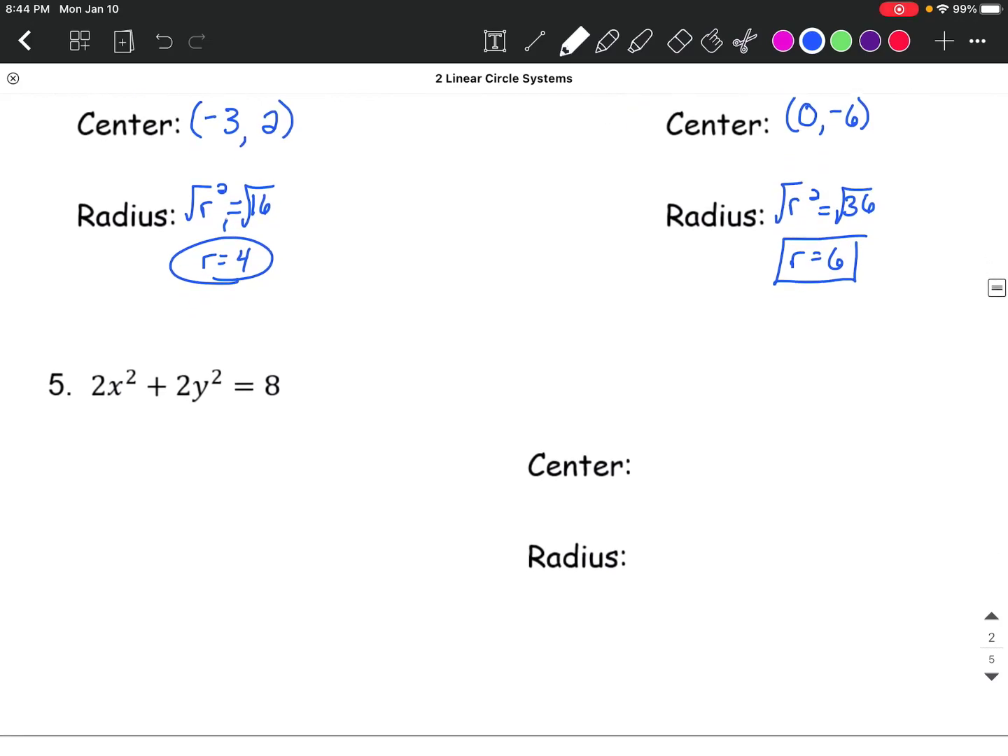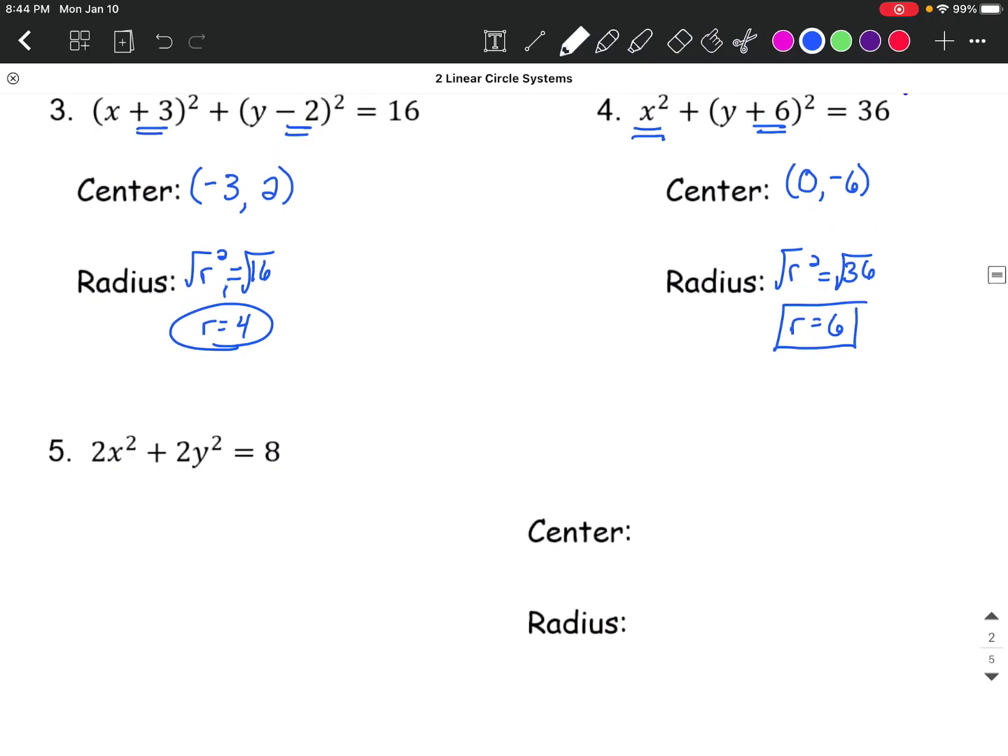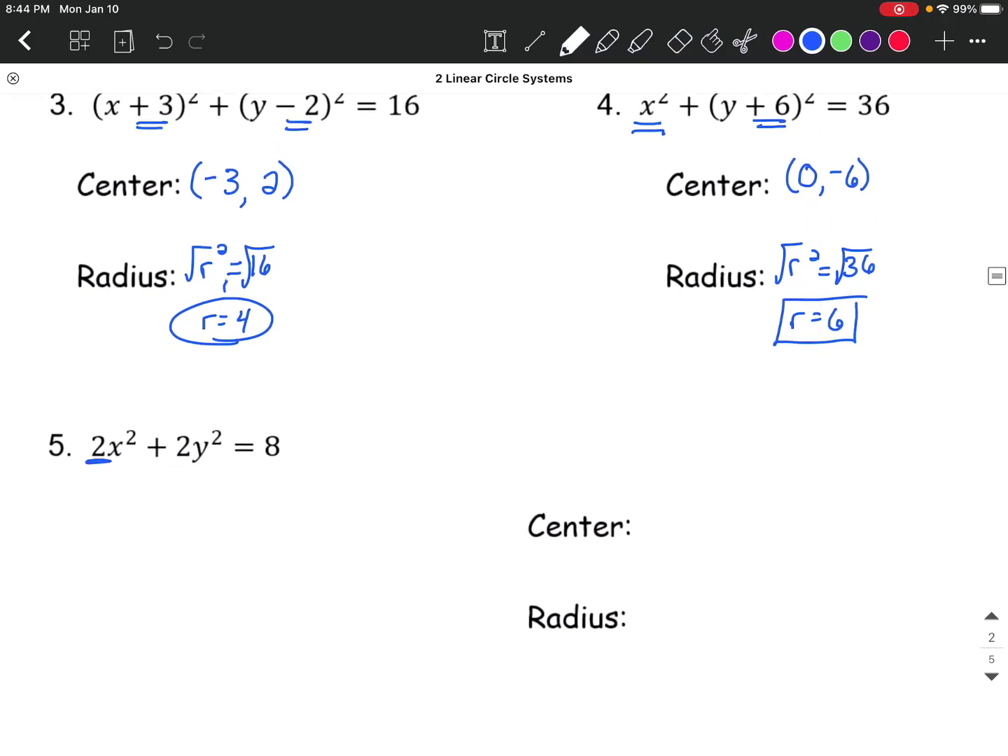Now, the last one here is different because there are numbers in front of the x squared and the y squared. We're not supposed to have those if you look at the equation. But notice, what's nice is they're the same number. They're both 2. So we're going to divide everything by 2. These 2's cancel out and I get x squared. These 2's cancel out and I get y squared. And then 8 divided by 2 is 4. Now I can see that my center is 0, 0. My r squared is 4. So if I square root that, my radius is 2.